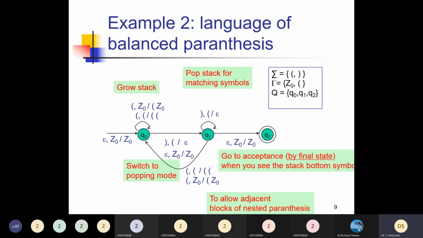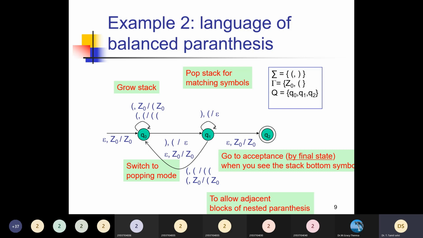Coming to the second example, here the language of balanced parentheses. Balanced parentheses means we have two alphabet symbols: the first one is the open parenthesis and the second one is the closed parenthesis. What about our stack symbols? We have Z0 on the top of the stack, and then open parenthesis, closed parenthesis.